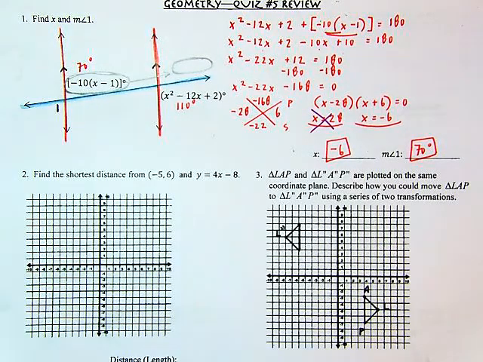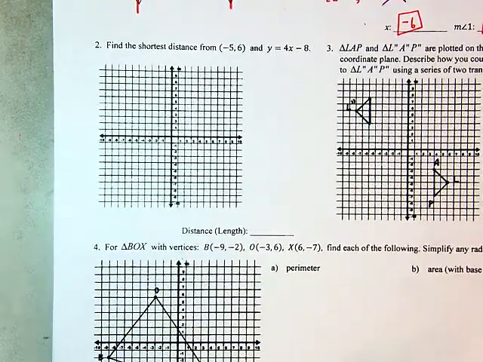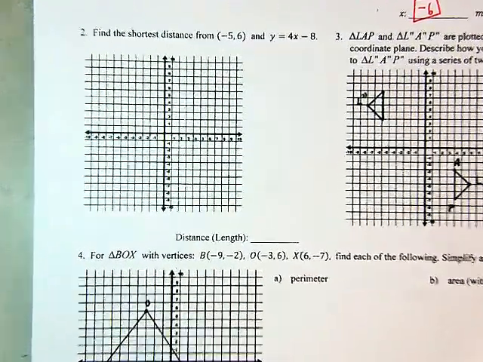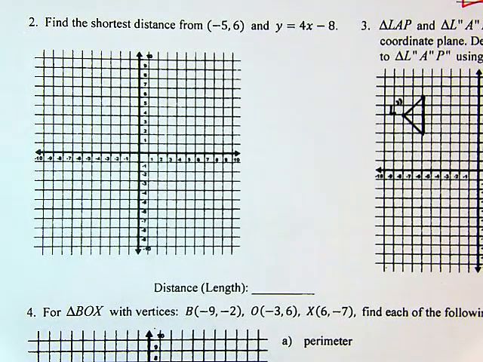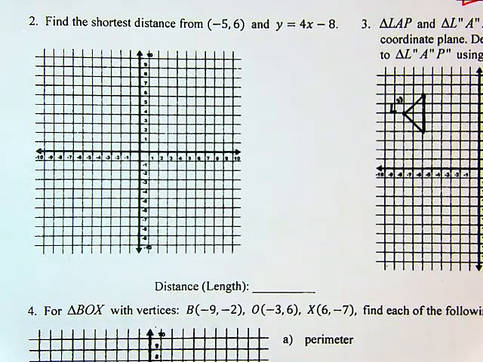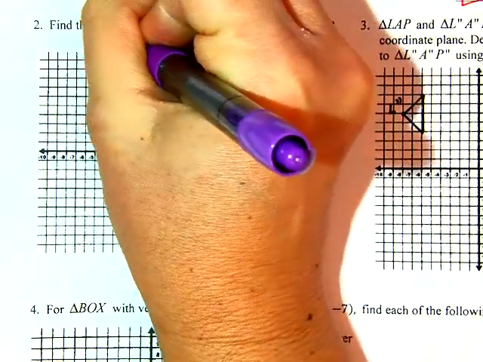All right, next question. We're jumping on the coordinate plane, so I usually zoom in a little tighter here. Makes it easier to see. Okay, so find the shortest distance from a point to a line. Okay, so remember that your shortest distance is that perpendicular pathway.